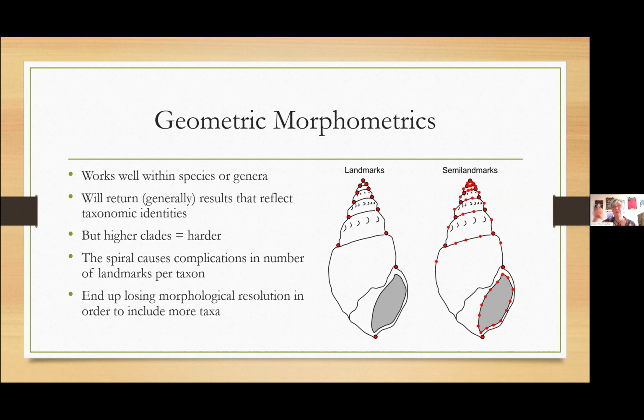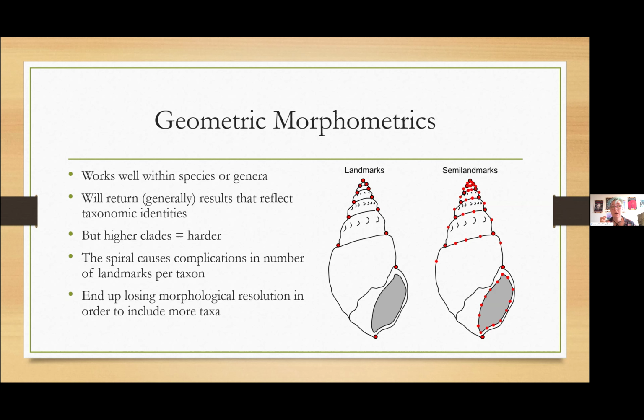And the landmarks that I've been able to place on there look like good landmarks, nice Bookstein type 1 junctions of things, until you realize that those diagonal lines that go up the spire of the snail are just what you can see of one continuous spiral. And so in fact, these sutural landmarks are just very widely spaced semi-landmarks along a very long curve. And the other point about this is that the spiral itself causes complications.